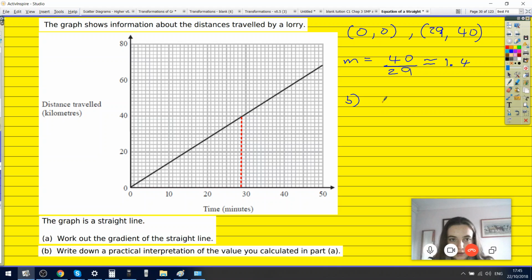The lorry takes 29 minutes to travel 40 kilometers. Okay. What about the 1.4?